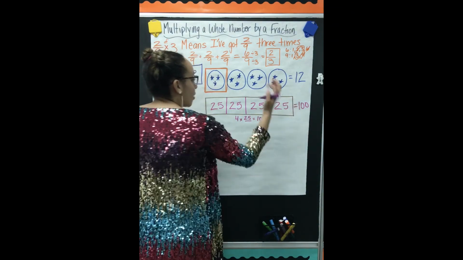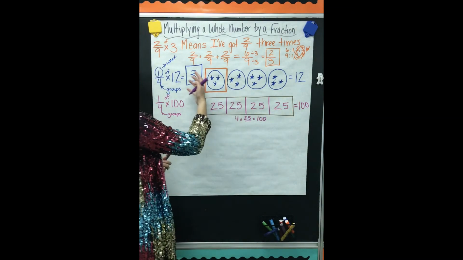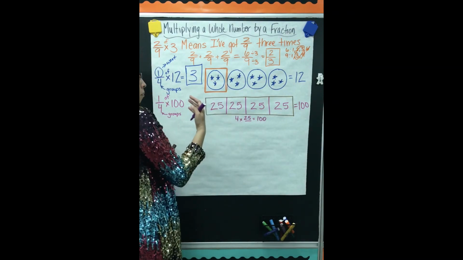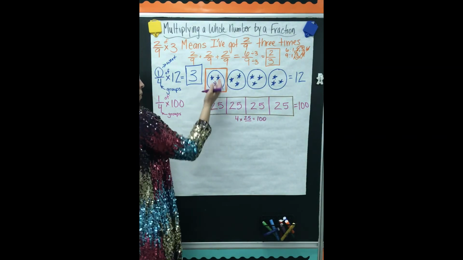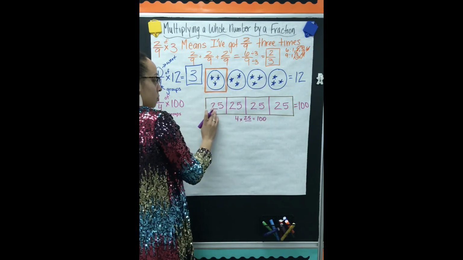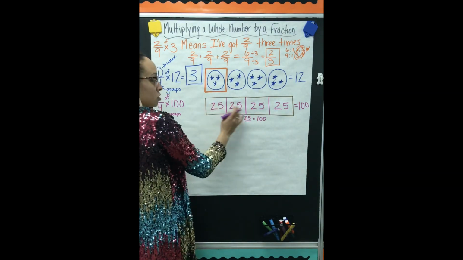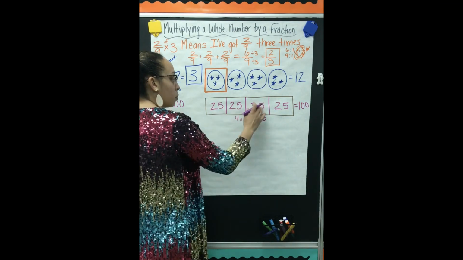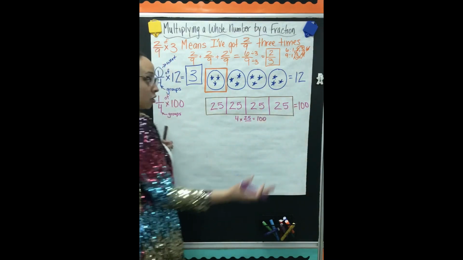I'm not going to draw 25 things like I did up here. This is just an example. You're just going to write the number 25. So up here I could have easily just written 3, but I wanted you to visually see what was happening. So now that we're continuing on, we're just going to write the number. So 25 plus 25 plus 25 plus 25 equals 100. Do we agree with that?